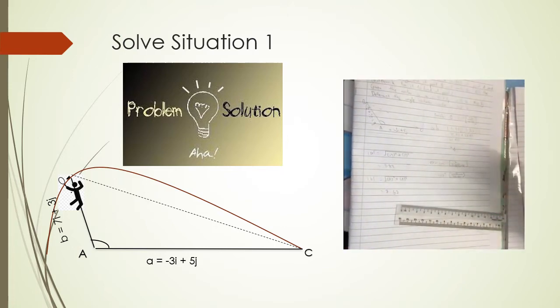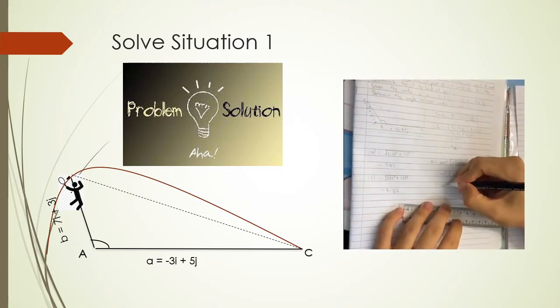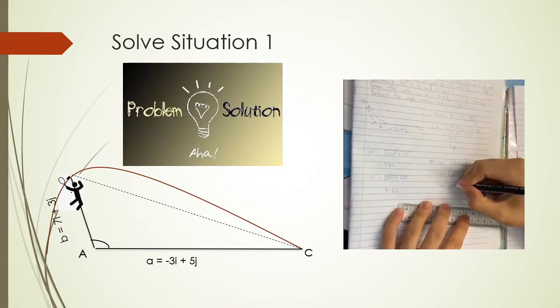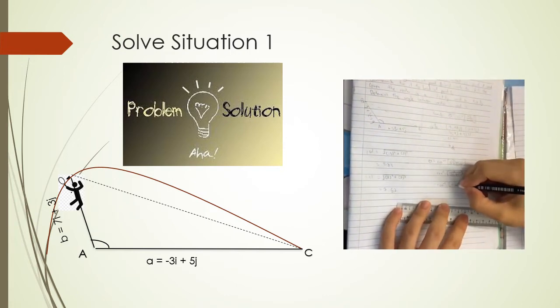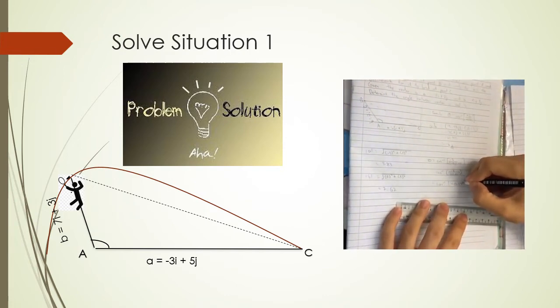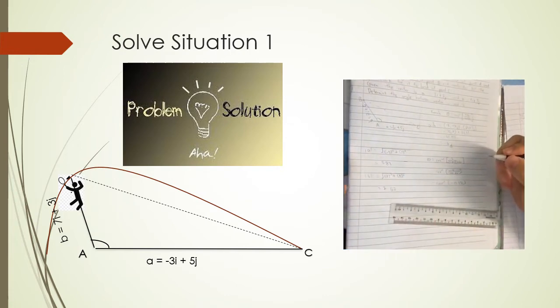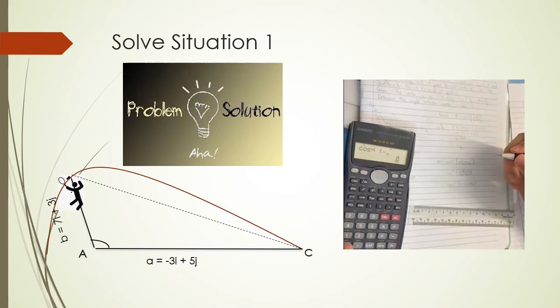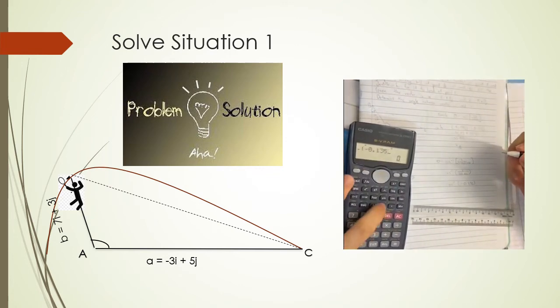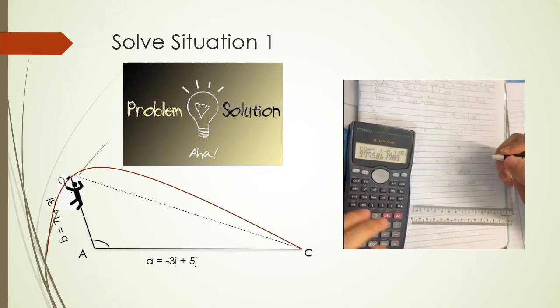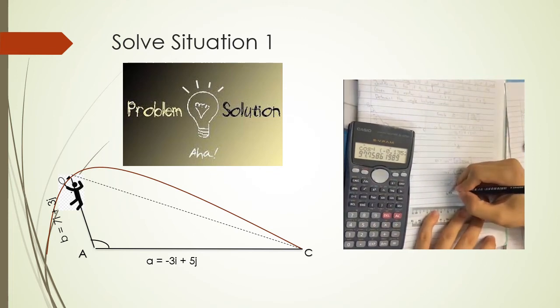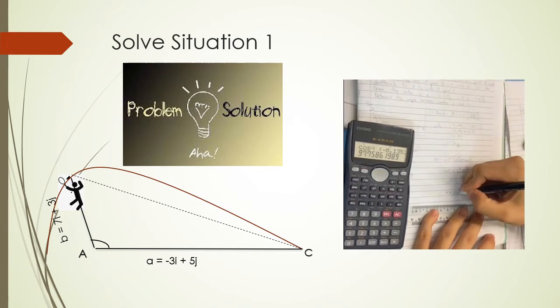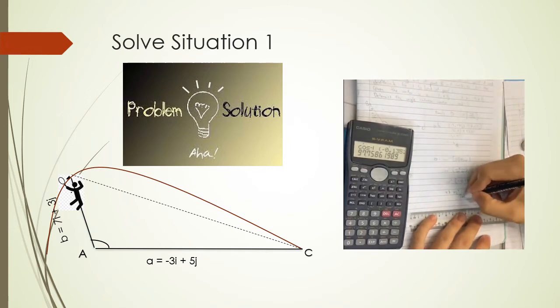So using the calculator, we can get the answer is -0.135, and then cos⁻¹ of -0.135. So the answer is 97.76 degrees. Thank you.